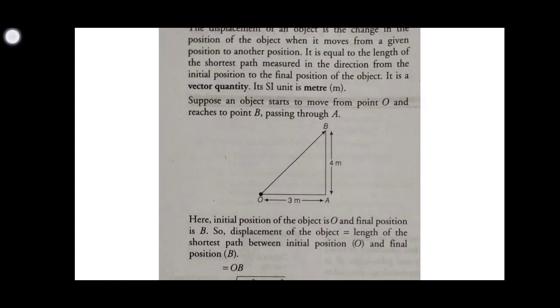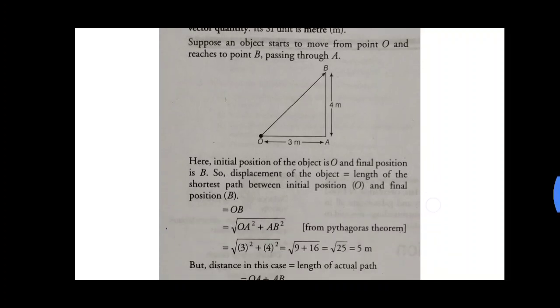O to A is 3 meters, A to B is 4 meters. So the total distance, if you are considering it, will be 7 meters. Now if you are considering displacement, we have to see the initial position and the final position. The initial position is O and the final position is B. So we have to calculate only the length of OB. Now how will we find the length of OB?